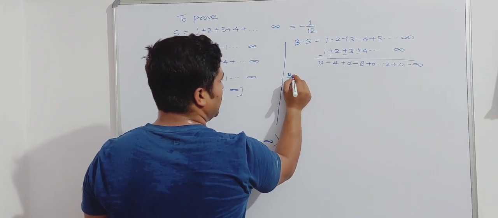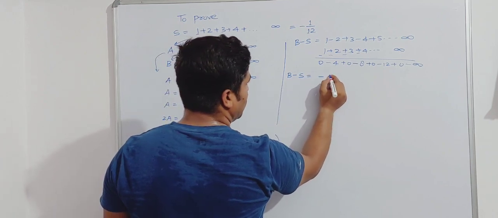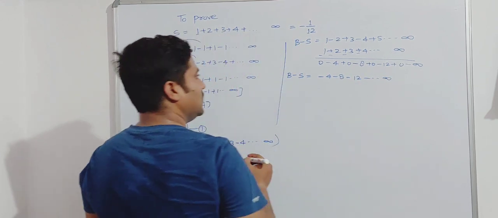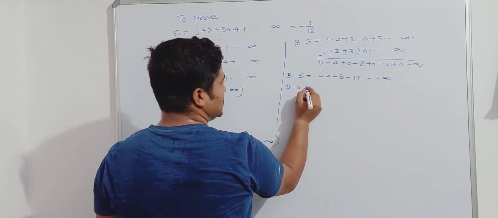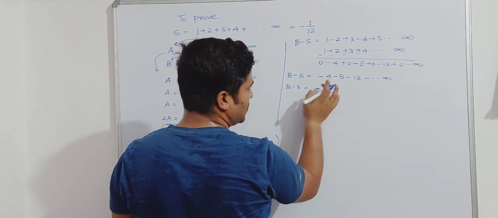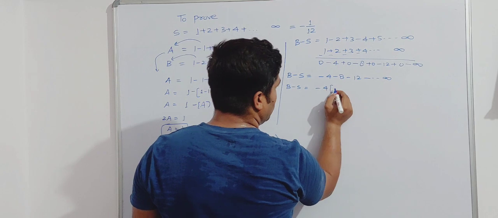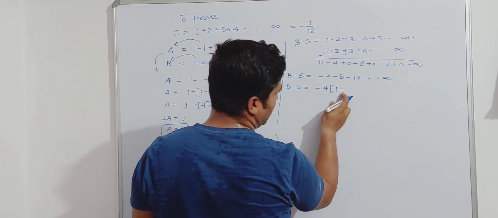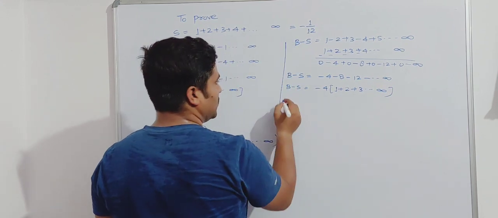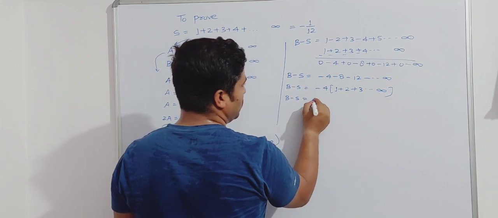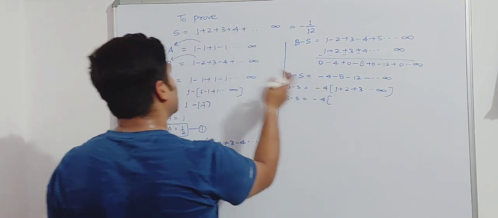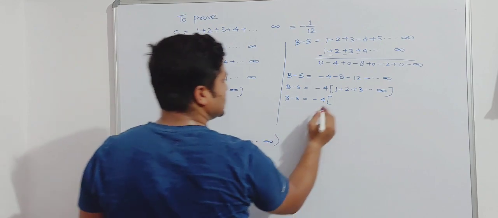So what we are getting finally, the value of B minus S is minus 4, minus 8, minus 12 and so on up to infinity. Now B minus S is equal to, after taking minus 4 as common, minus will be common in all and also 4 because all the numbers are divisible by 4. So 4 times 1 is 4, minus we have taken common so it becomes plus, 4 times 2 is 8, 4 times 3 is 12 and so on up to infinity. So B minus S is equal to minus 4, and what we get from here, that 1 plus 2 plus 3 up to infinity, again we are getting S.